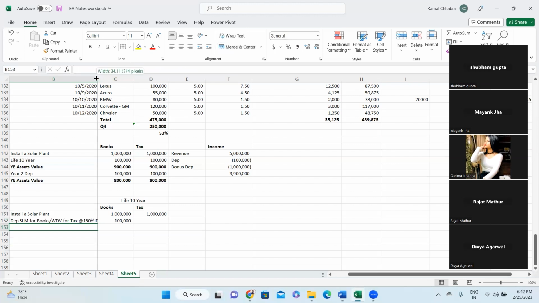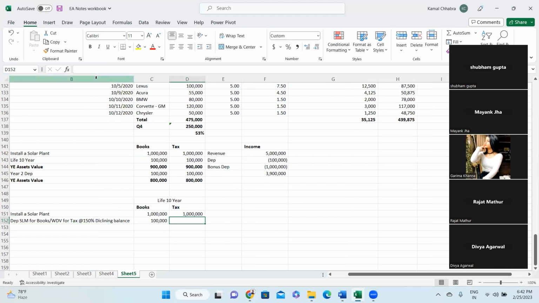What is declining balance depreciation? Any idea? So 150% declining value, you're saying? 1 lakh rupees, so 1 lakh, yes. 1.5. So this will be your year 1 depreciation for tax purpose. This is 50,000 excess.